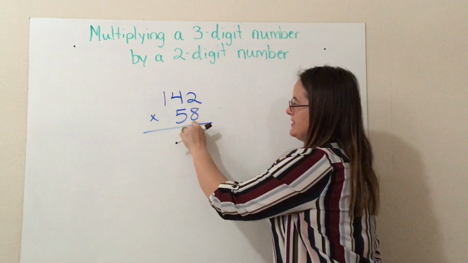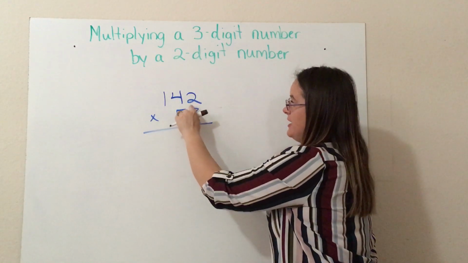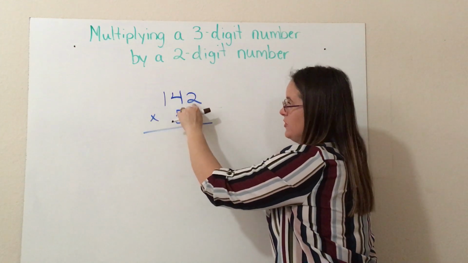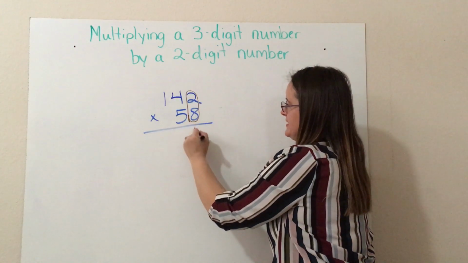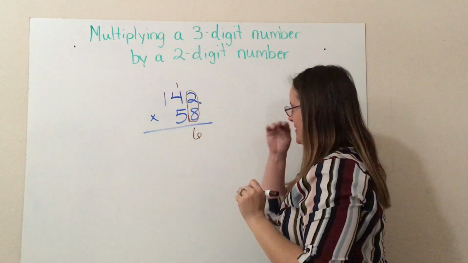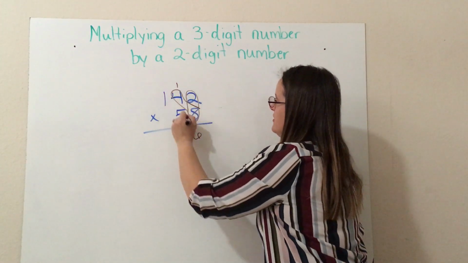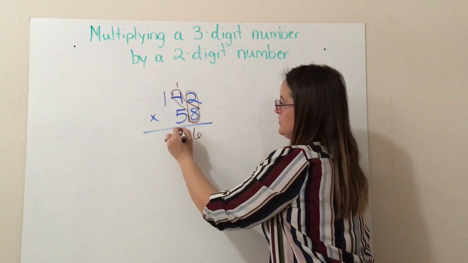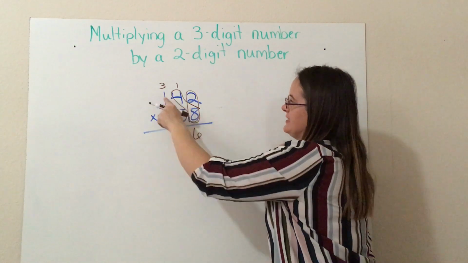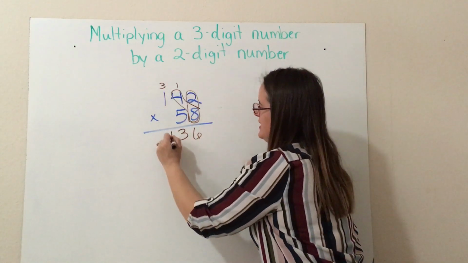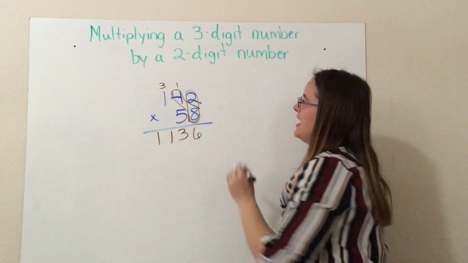I start with my ones place here. I'm going to do 8 times 142. So I work from ones to tens to hundreds. 8 times 2 is 16. Carry my 10 there. 8 times 4 is 32 plus 1, so 33. Carry my 30. 8 times 1 is 8, plus 3 gives me 11.